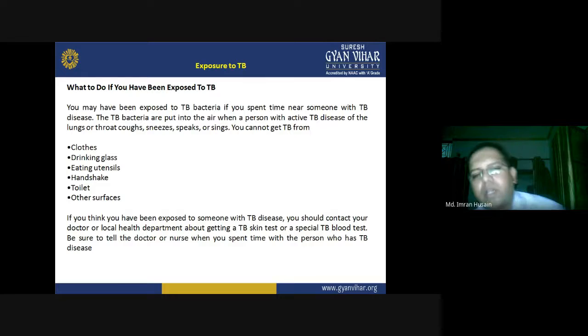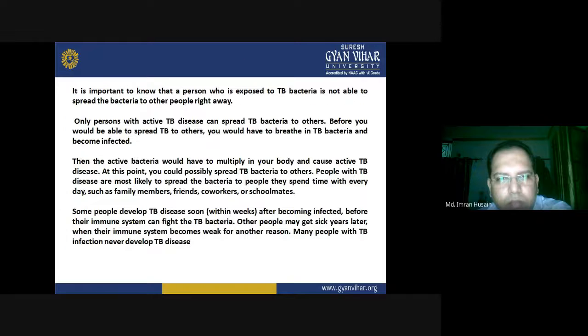If you think you have been exposed to someone with TB disease, you should contact your doctor or local health department about getting a TB skin test or TB blood test. Be sure to tell your doctor and nurses when you spend time with people who have TB disease. It is important to know that a person who is exposed to TB bacteria is not able to spread bacteria to other people right away.